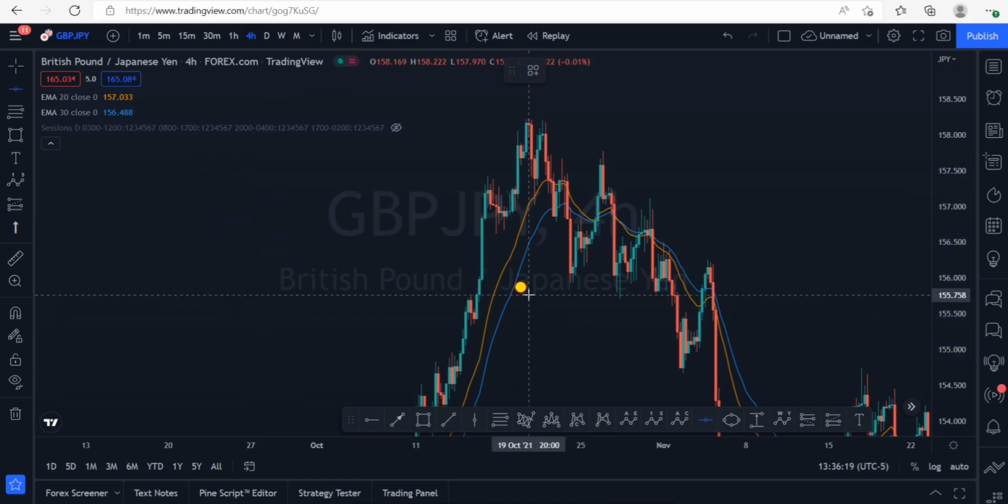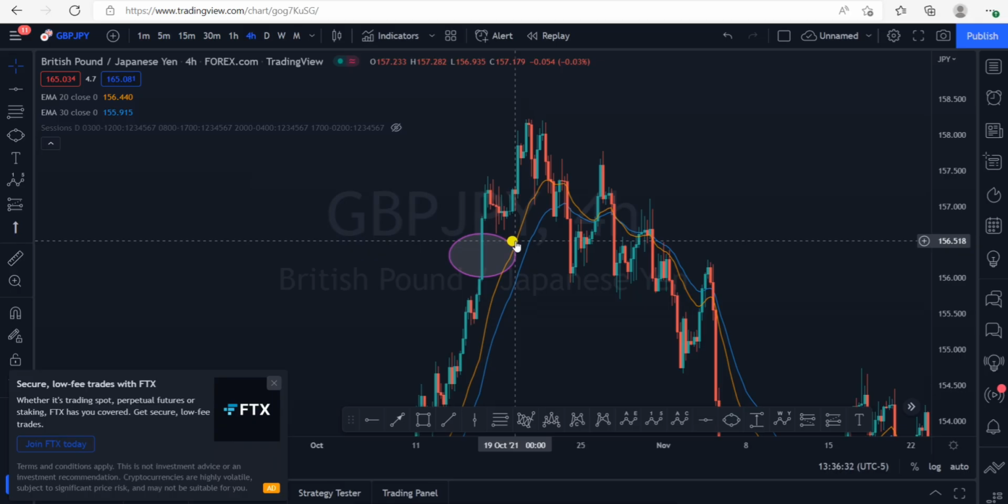The horizontal line, I don't use that. You don't really have to, but if you choose, you can. The ellipse, I usually use that to identify imbalances. You learn more about that in the course.